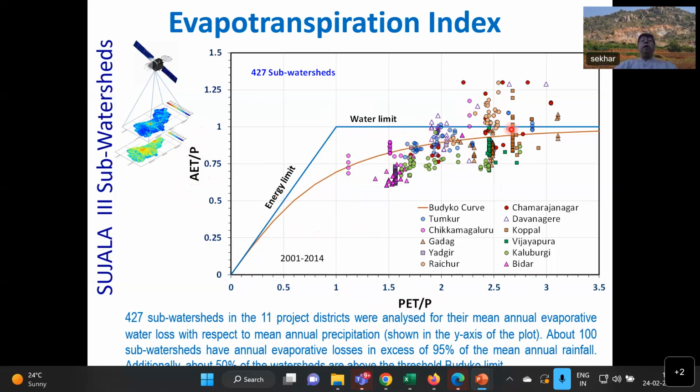But when you take several watersheds and use this exercise to calculate, you see several places where my evapotranspiration is more than precipitation. What does that mean? It means these people are mining groundwater. They are pumping more groundwater, apart from the rainfall they have. So they are on the negative side. My earning is much smaller than my spending. That's the kind of situation they are in. So this is a good index to look at how the groundwater levels are.